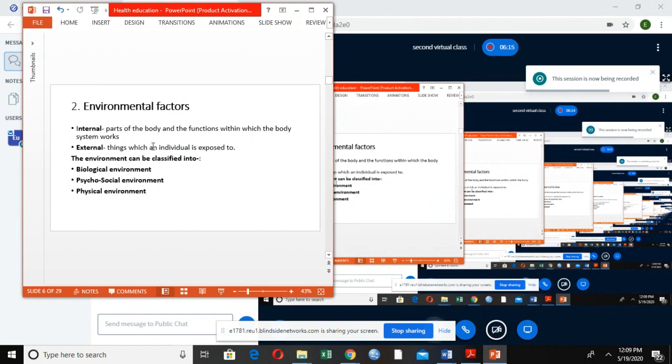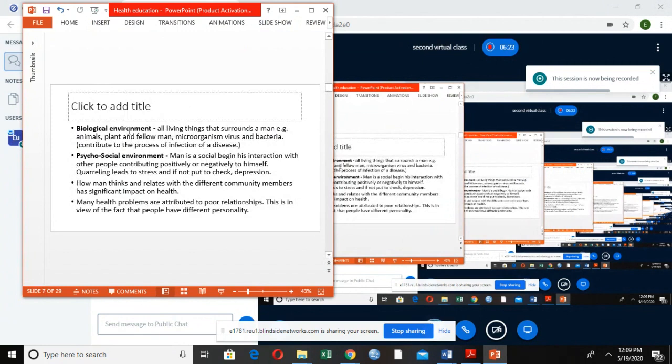So the external environment can be classified into three. We have biological environment, we have psychosocial environment, and physical environment. When it comes to biological environment, these are all living things that surround the human body. Examples are animals, plants, fellow men, and microorganisms such as viruses and bacteria, all of which can contribute to the process of infection to a human body. For example, viruses expose a person to virus infection, bacterial infections, mold infections, yeast infections, and can have aflatoxins and the likes. So these are biological environment.